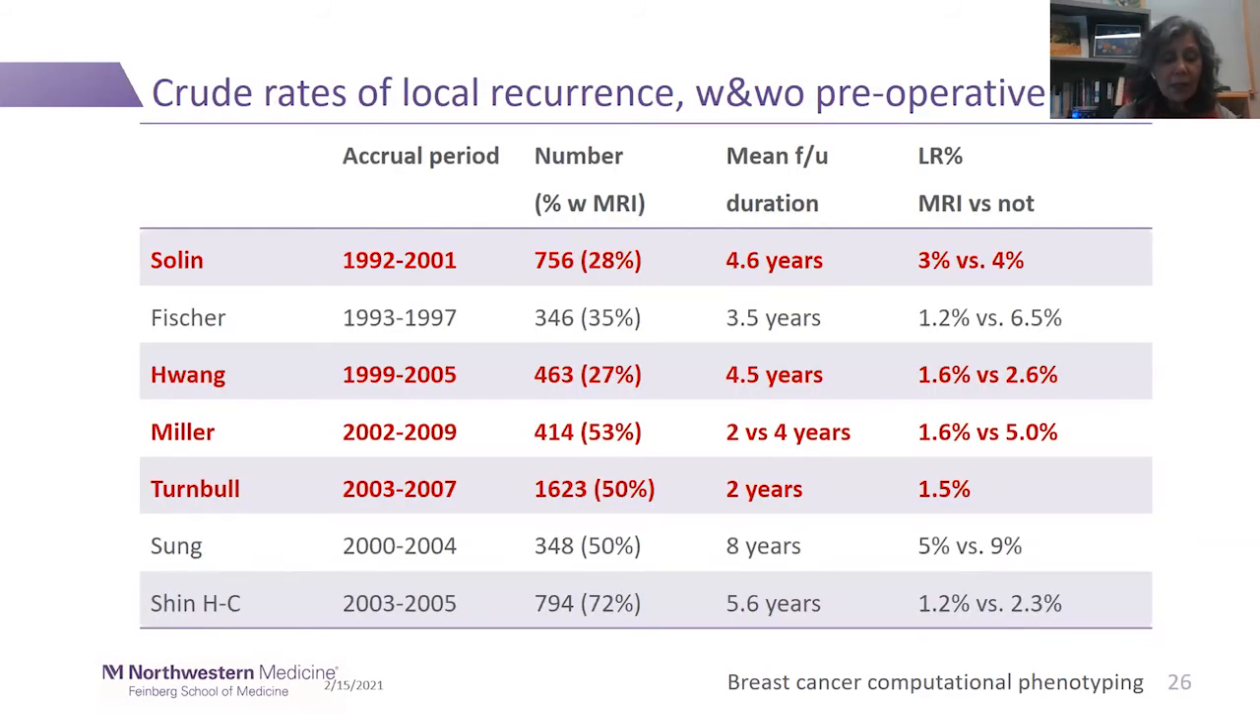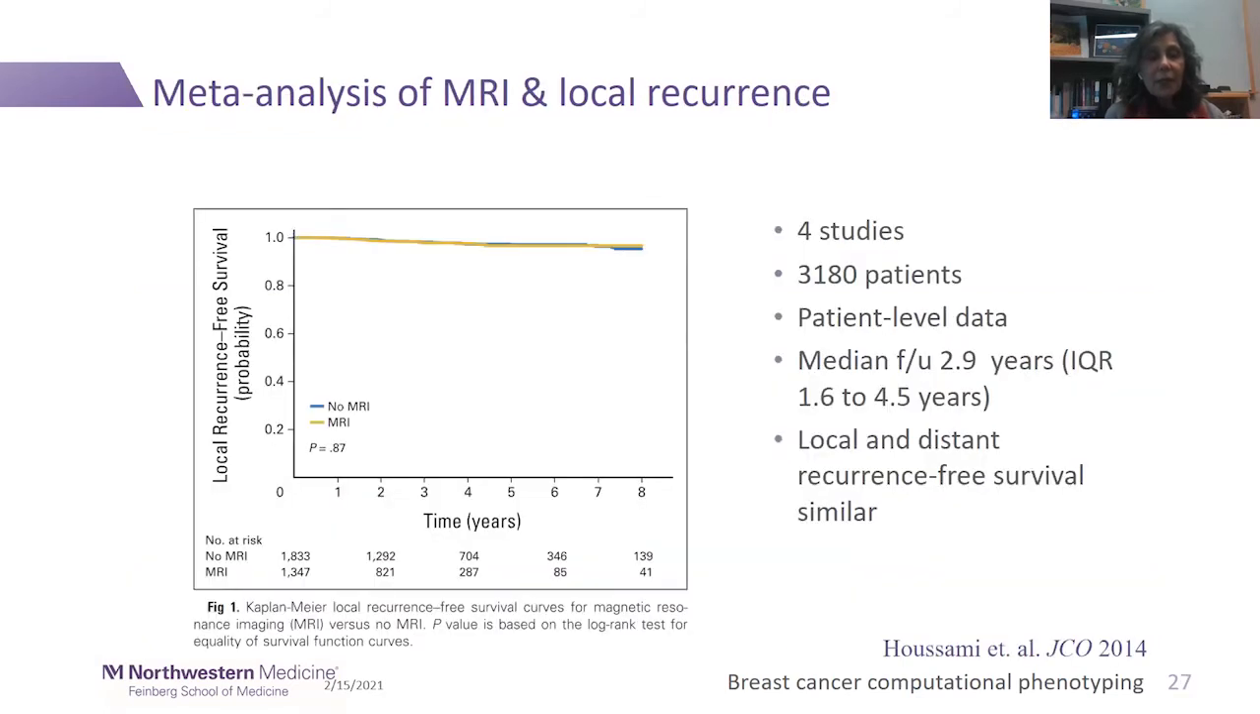So given these factors, there were many retrospective analyses published on these issues, and the 4 that are bolded in red are authors who contributed their data at the individual patient level to a meta-analysis that was published in JCO a few years ago. Next slide. And these are the results of the meta-analysis.